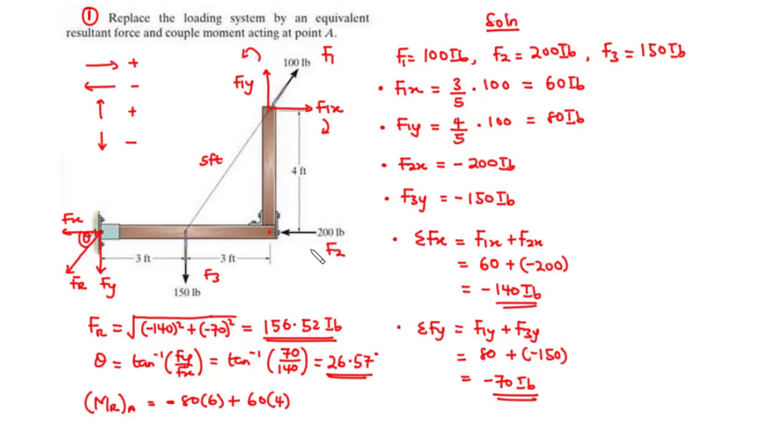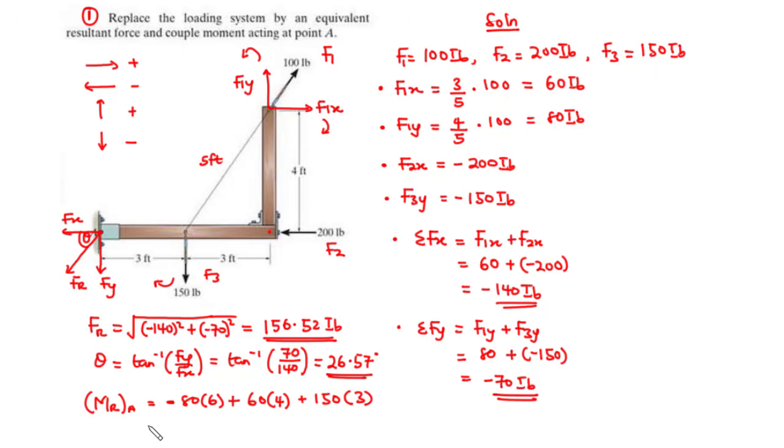Now for F2, the line of action of F2 passes through A. So the moment about A is 0. And then for F3, you have the perpendicular distance to be 3 feet. And so you are going to move in the clockwise direction. So that is still a positive value. So plus 150 times 3.